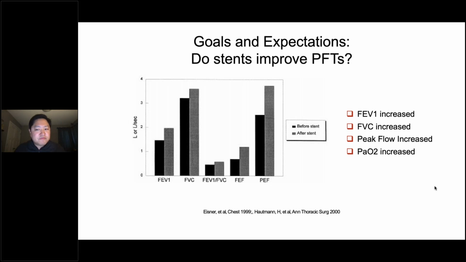Sometimes you don't see these. For example, with malignant central airway obstruction, typically these are patients with chronic lung disease, so you may not see a dramatic benefit, but there is benefit on the dyspnea scores. That's what we see clinically: even though PFTs don't improve in these patients, they do feel less short of breath.